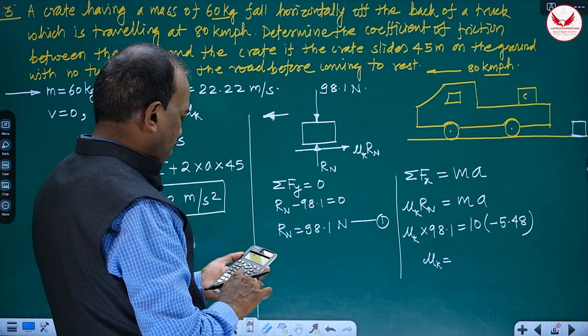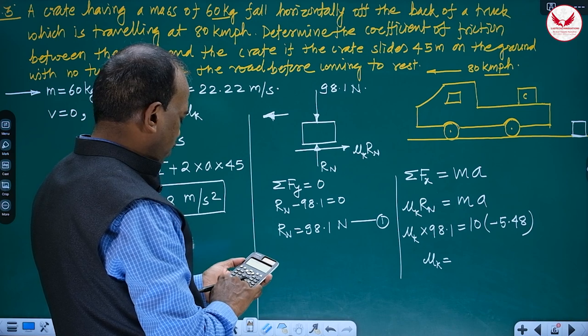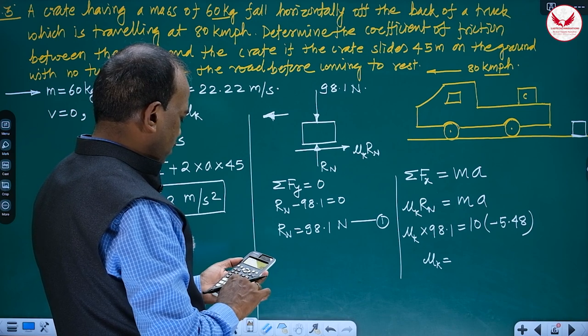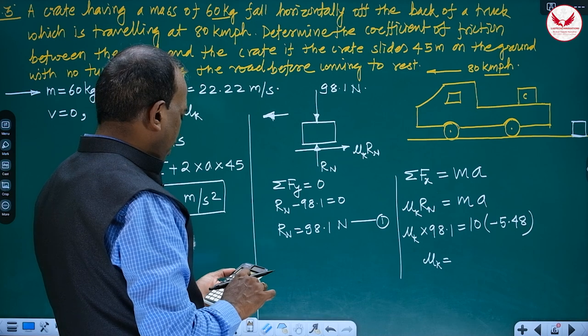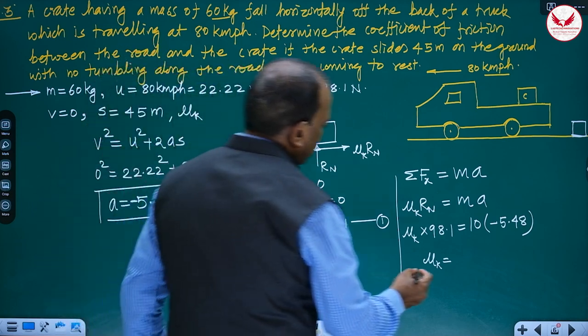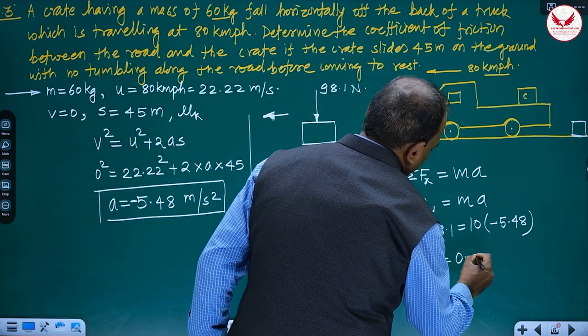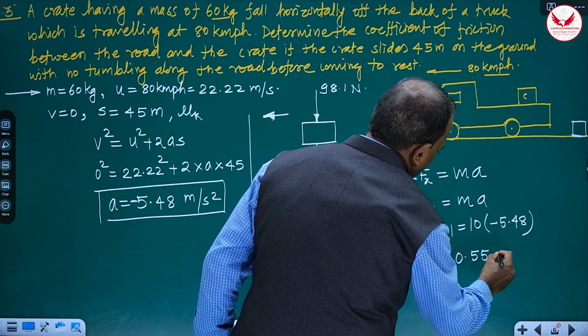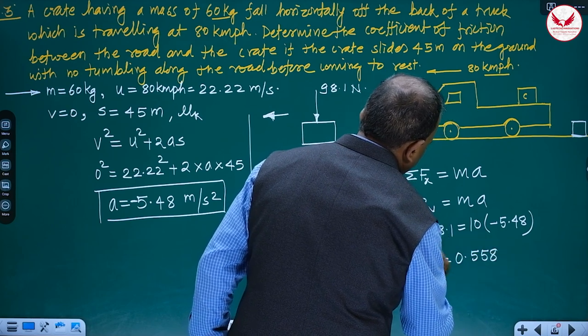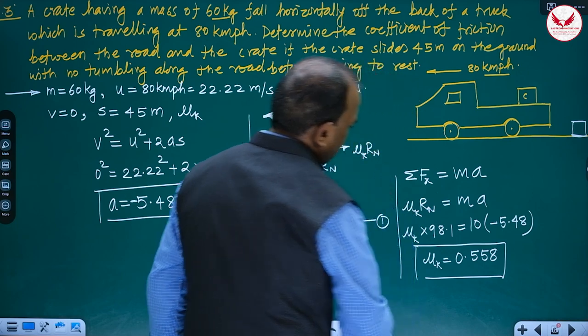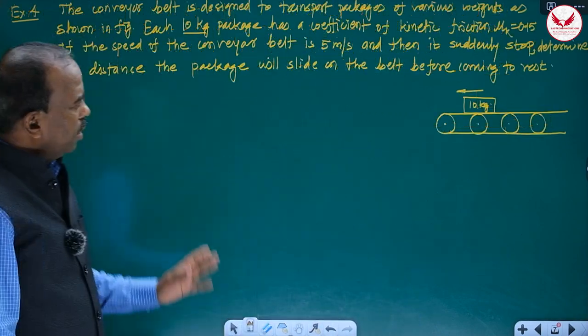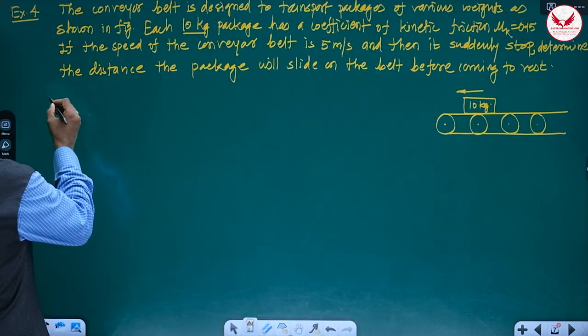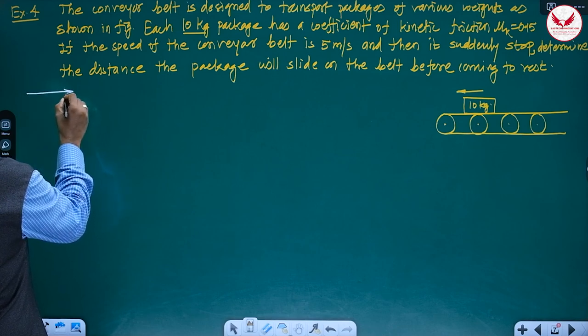Then from this, what we'll get? 54.8 divided by 98.1 is 0.558. Mu k is 0.558. This is the answer. Now we'll see one more example on this.